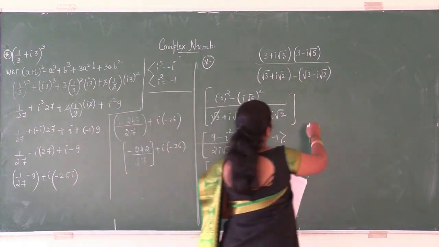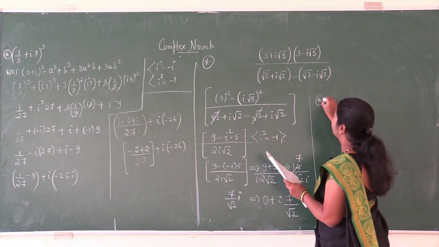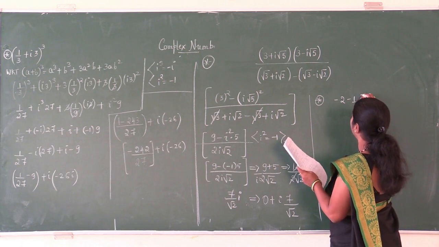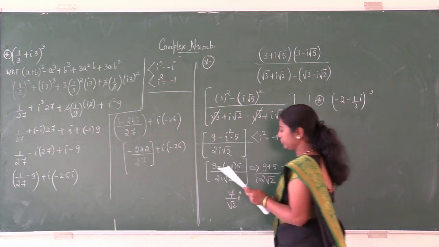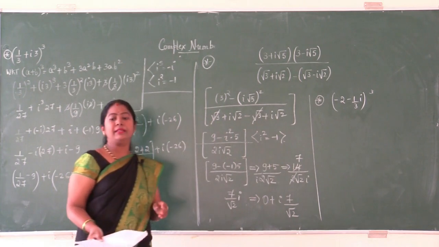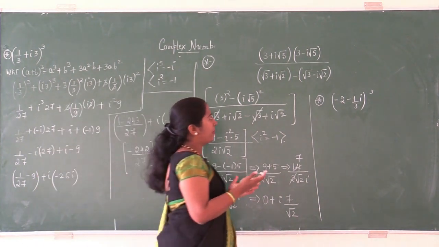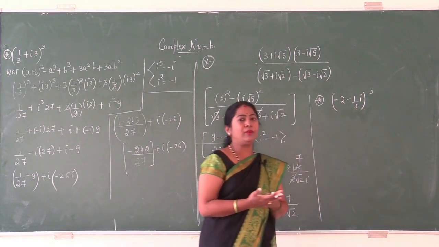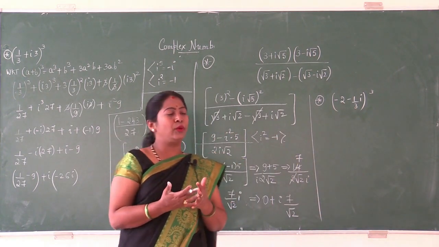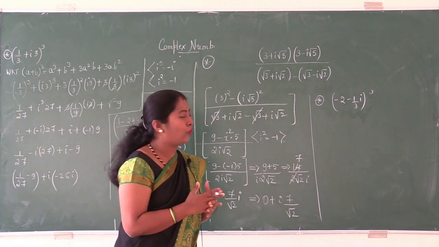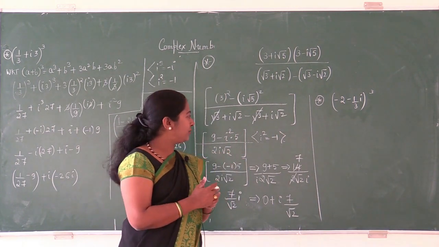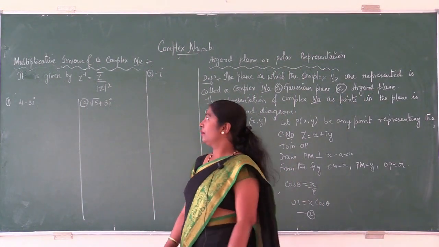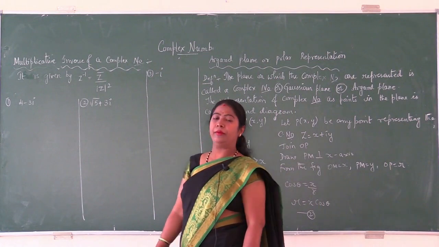Similarly, you all can try this problem at home. You all can solve it on your own. Minus 2 minus 1 by 3i, whole cube. Now this is of the form a minus b whole cube, or z1 minus z2 whole cube. What is z1? Minus 2. What is z2? 1 by 3 into i. Keeping the identity a minus b whole cube in mind, just try this problem on your own.